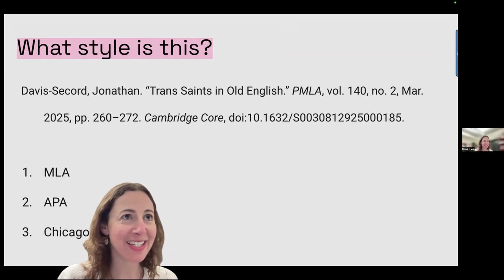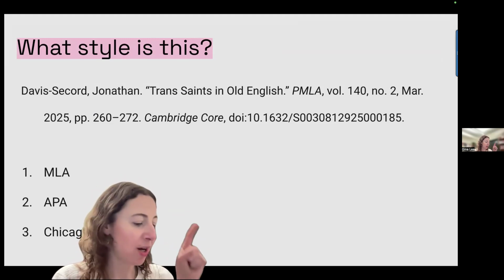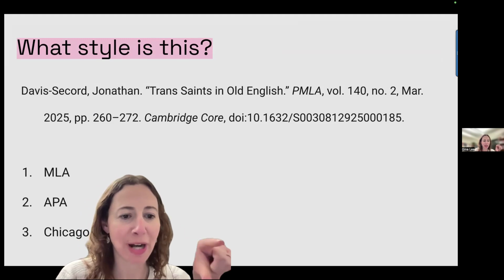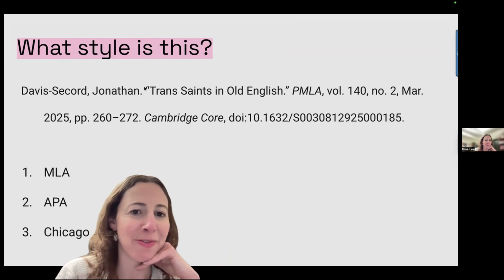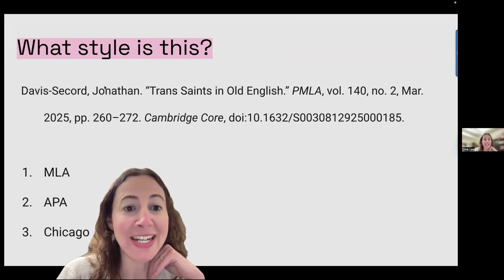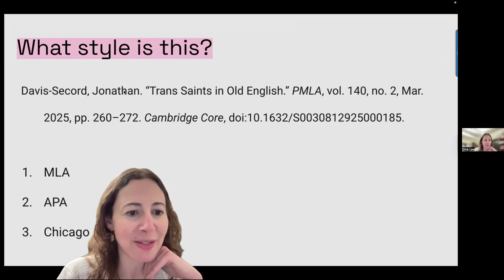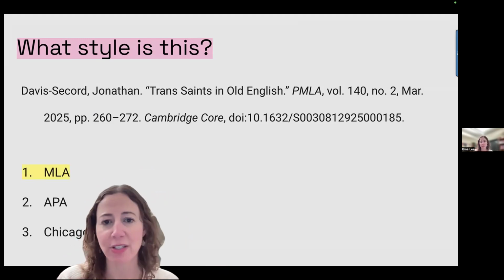All right, good guesses. And I think you all went for MLA or Chicago, right? Because it's got the full first name, or the full given name, of the author. And seeing some initials is a good hint that it's APA. So we know it's not APA. It is, in fact, MLA. It's very, very close to Chicago.